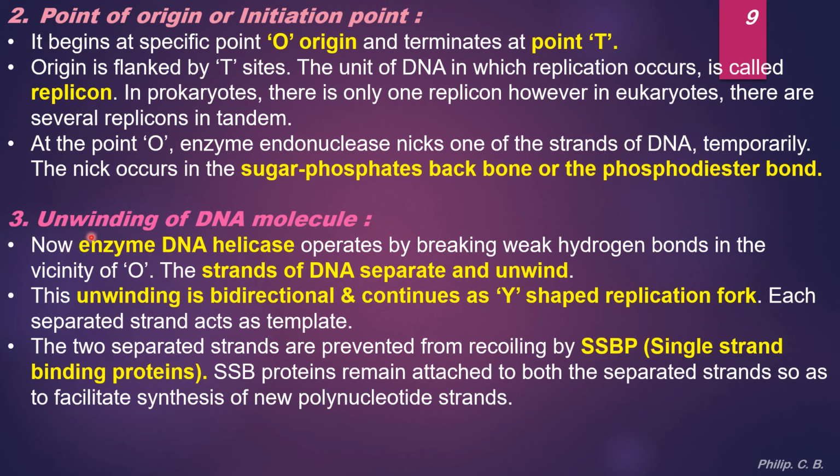Now, third point is what? Unwinding of DNA molecule. Now the enzyme DNA helicase operates by breaking weak hydrogen bonds in the vicinity of O. That is, at the starting point, the enzyme DNA helicase operates by breaking the weak hydrogen bonds, which, as we just saw in the previous animation slide, are the double bond and the triple bond joining the ATGC pattern. The strands of DNA separate and unwind.